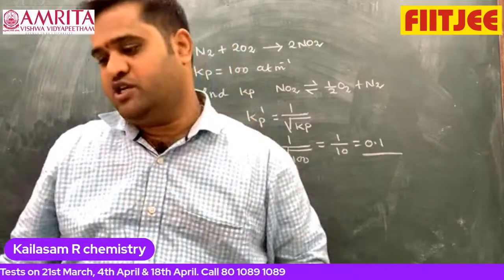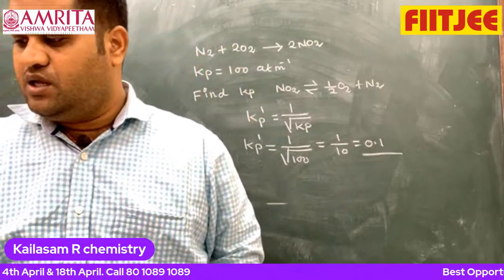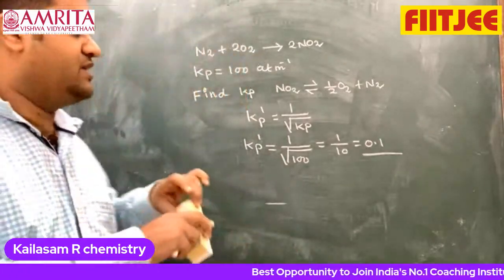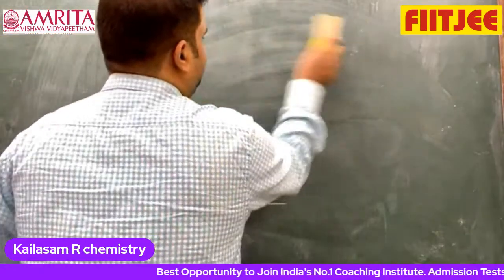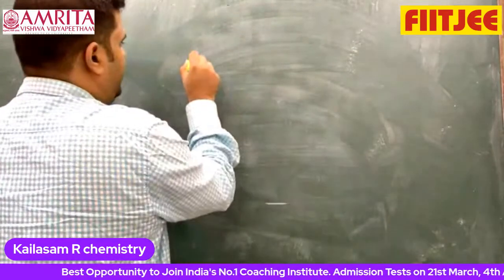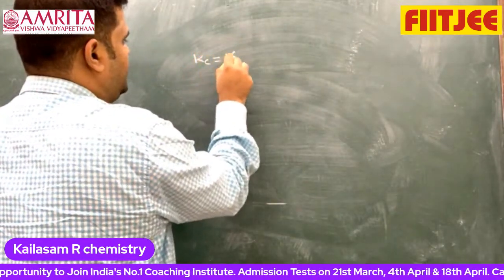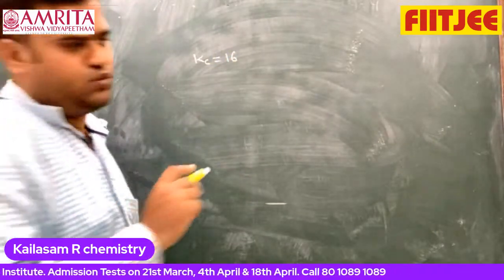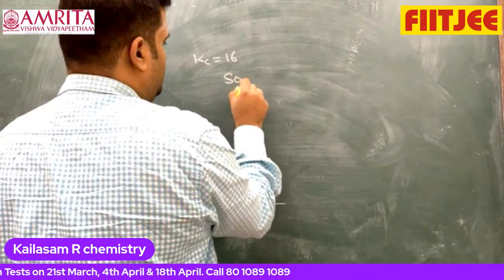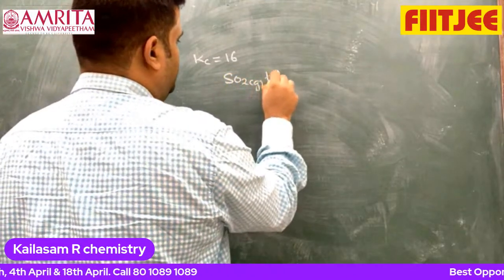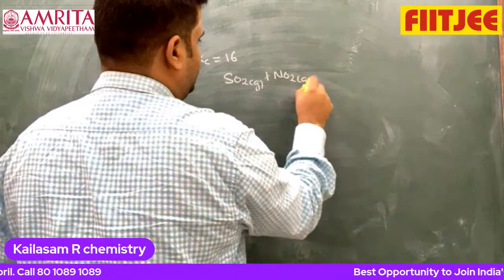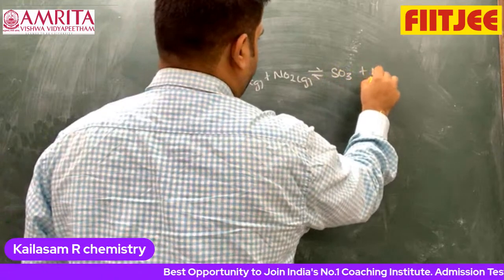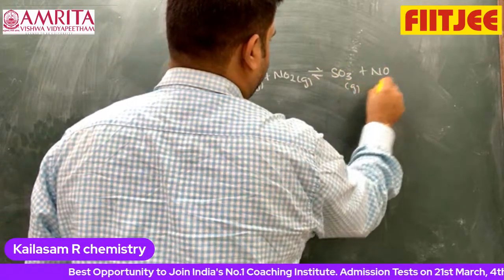Now look, another important question is that next is the equilibrium constant Kc for the reaction. Kc is equal to 16 for the reaction of SO2 gas plus NO2 gas in equilibrium with SO3 plus NO, all are gases.